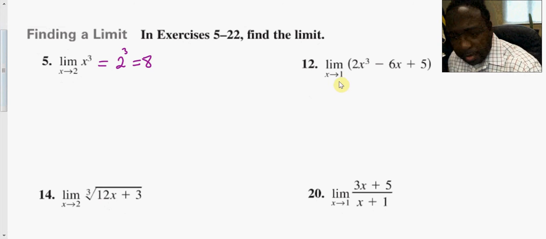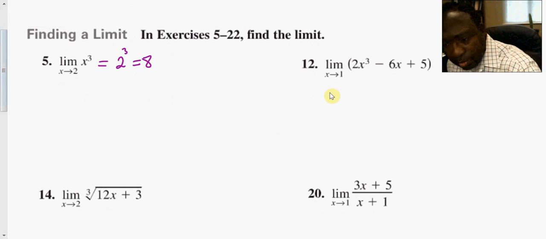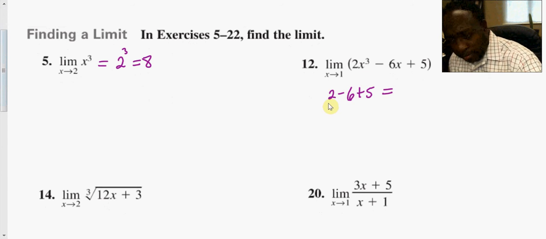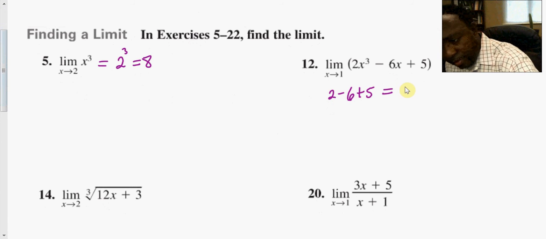Come over here, look at this one. You can definitely direct substitute, or just plug in x equal to 1, and so this just gives you 2 times 1 to the third, minus 6 times 1, plus 5. And so we get negative 4 plus 5, and that just gives us 1.